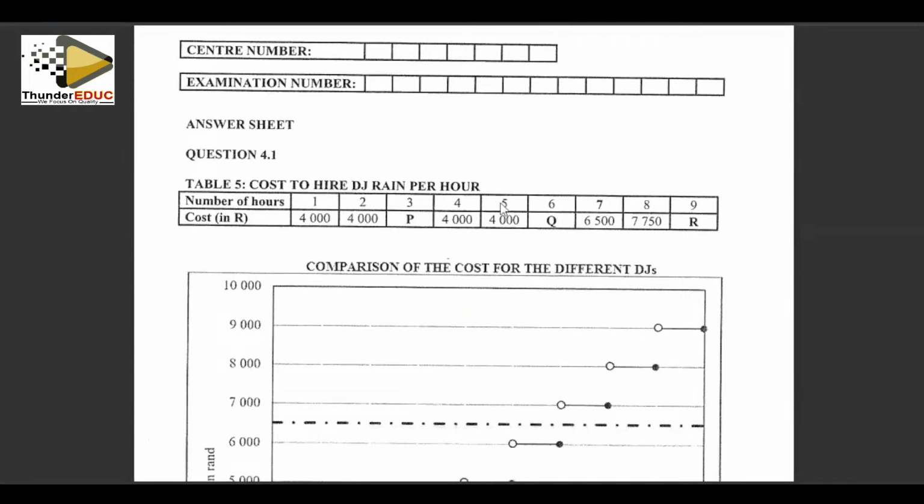This is how it looks. Don't forget to fill it in and hand it in, submit it, please. All right, here we go.